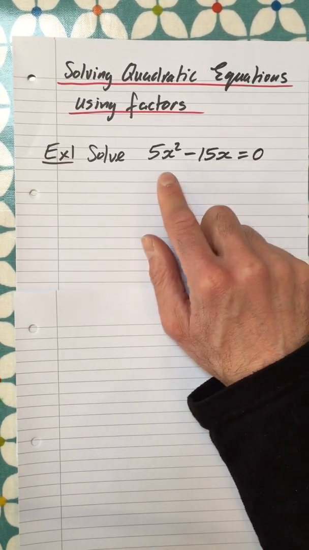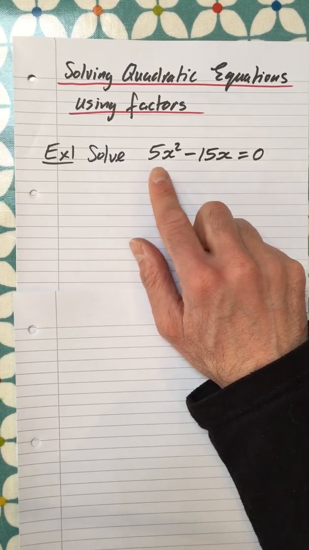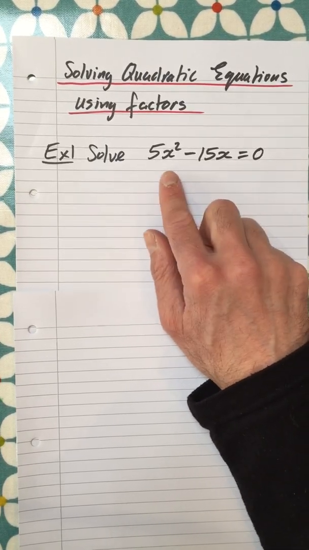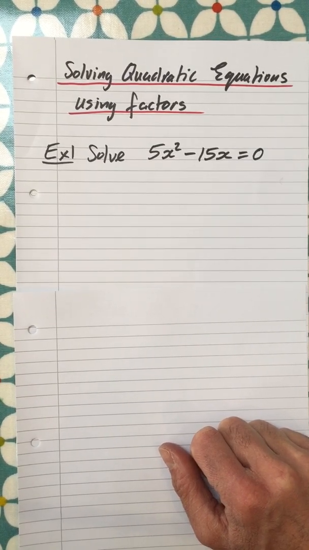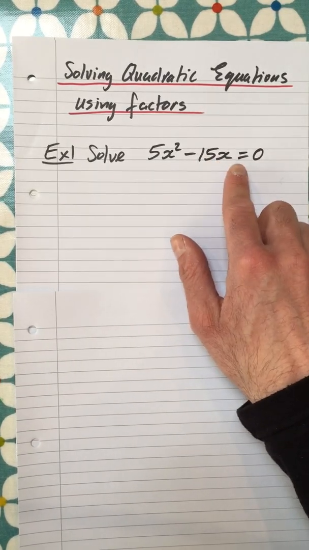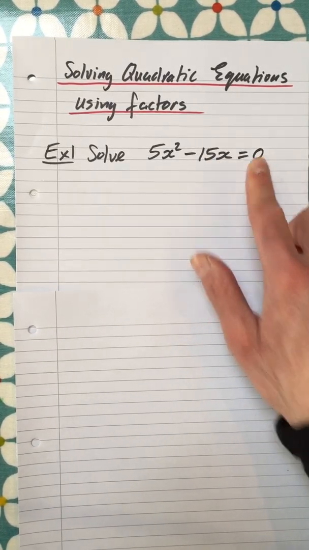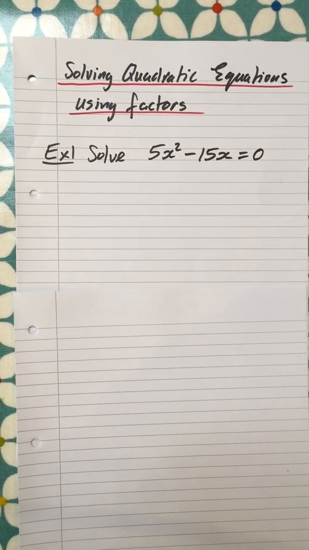So the first step is we simplify if we can. And if you look here, there's no brackets to be multiplied, so it is already simplified. The next step is we make sure that our equation equals 0. But as you can see, our equation does equal 0. So we're into the third step, which is to use factors.